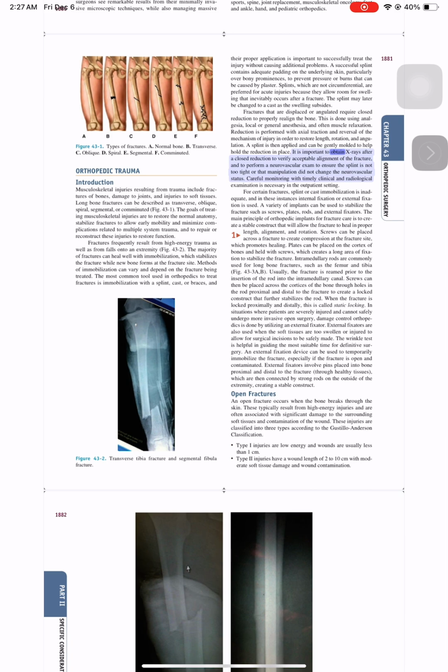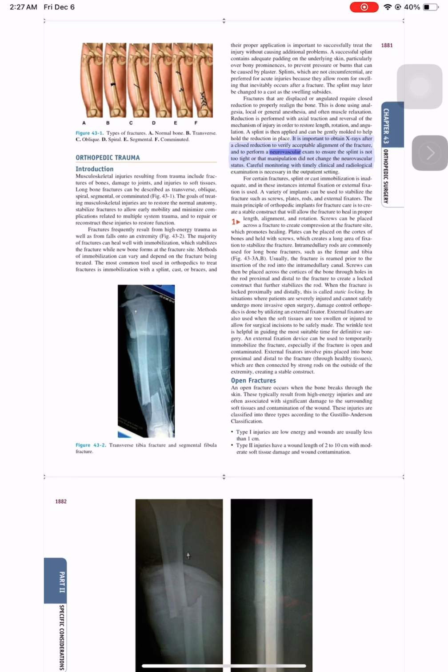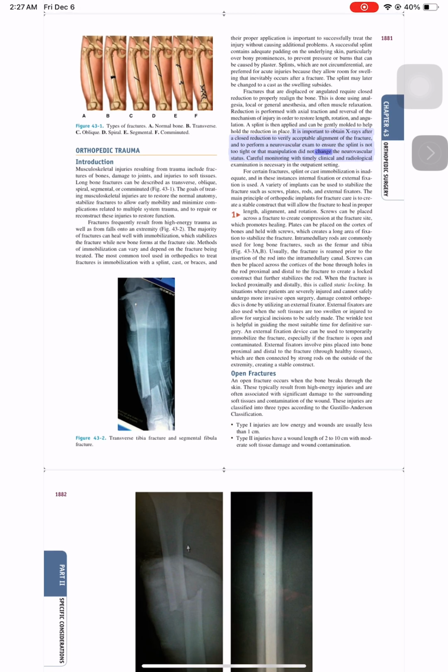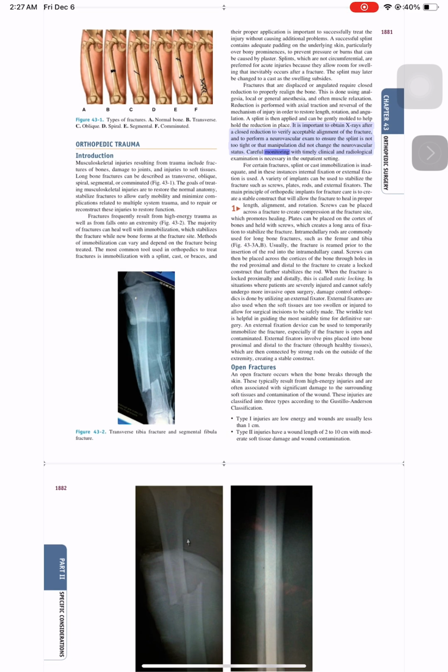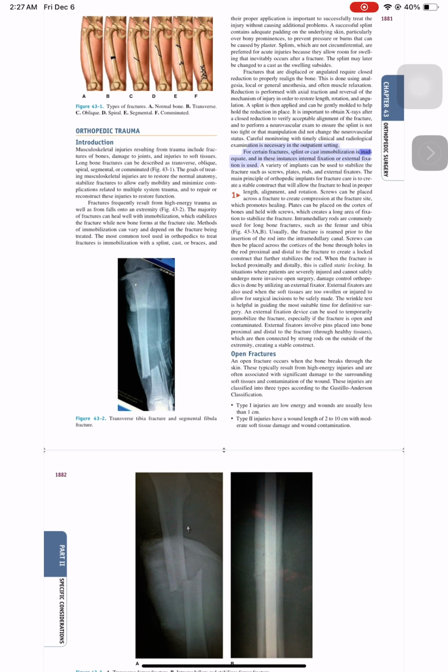It is important to obtain x-rays after a closed reduction to verify acceptable alignment of the fracture, and to perform a neurovascular exam to ensure the splint is not too tight or that manipulation did not change the vascular status. Careful monitoring with timely clinical and radiological follow-up is necessary. In the outpatient setting for certain fractures, splint or cast immobilization is adequate.